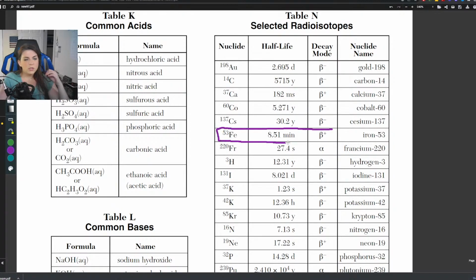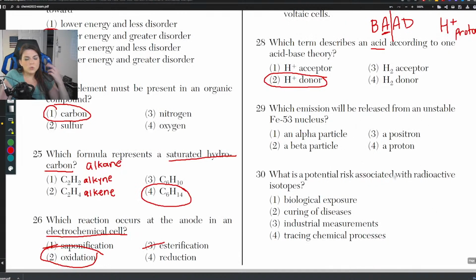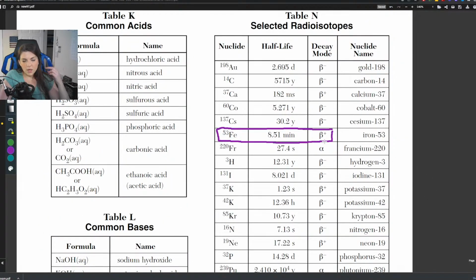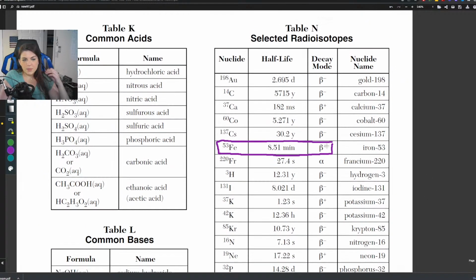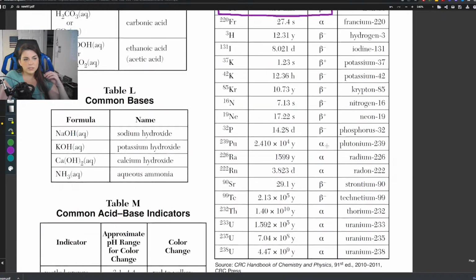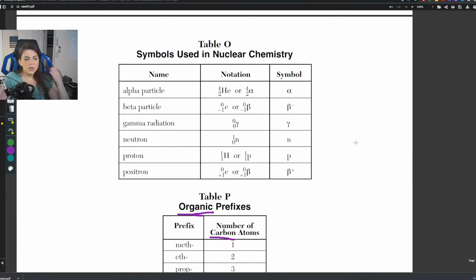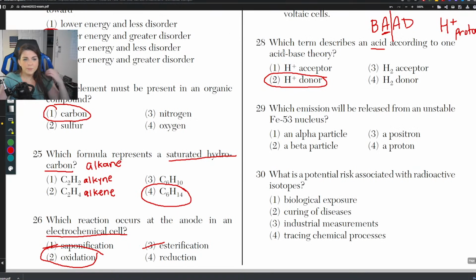Not their names. So here we have Fe-53 and it's B+, but B+ is not an answer choice here. So we can cross-reference that B+ with this reference table. B+ is the positron, which I hope you knew, but if you didn't, it is on the reference table for you. Positron.